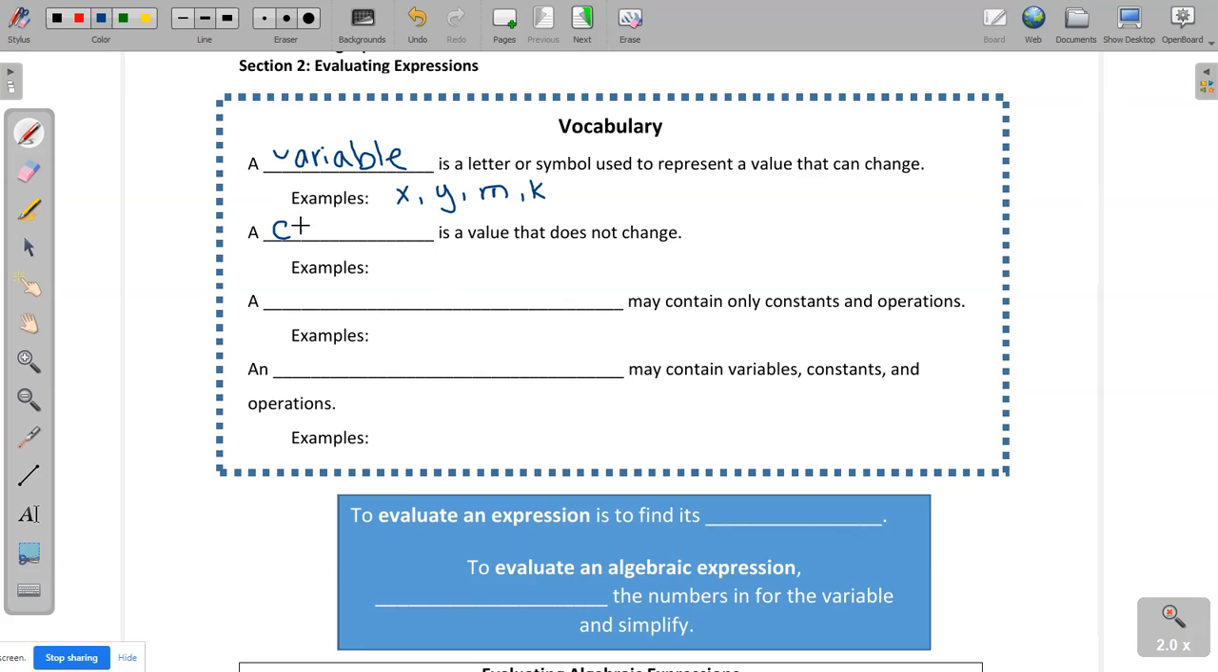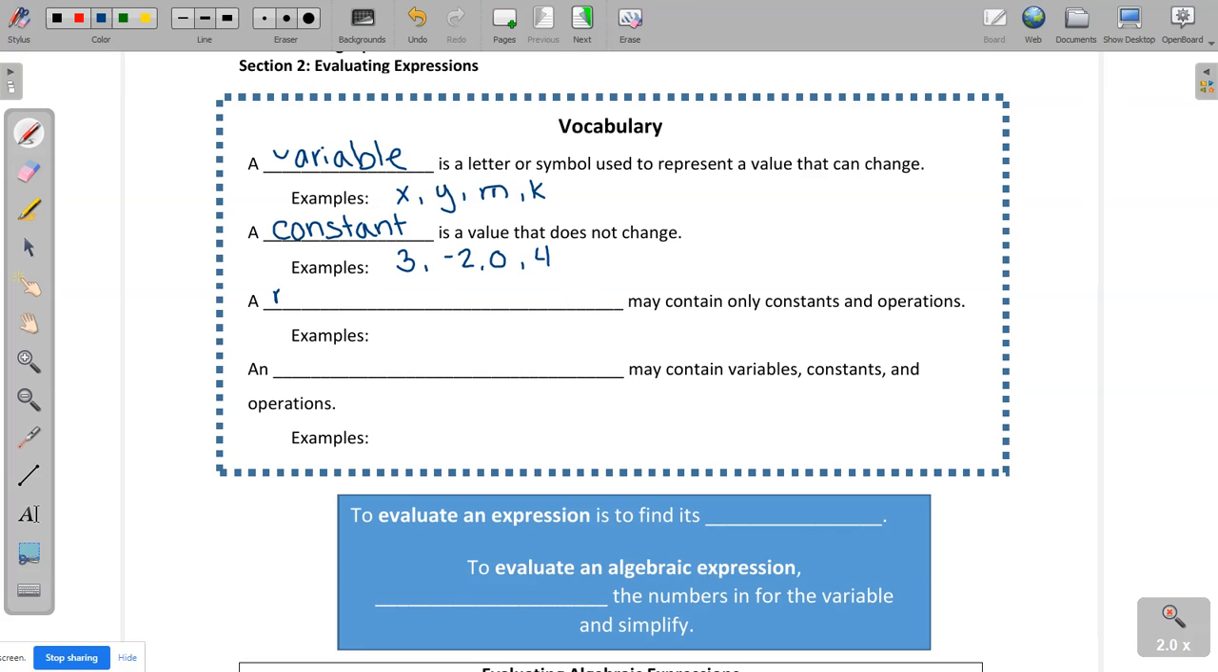Then a constant is a value that does not change. So those are going to be your numbers. So 3, -2, 0, and 4 are some examples.